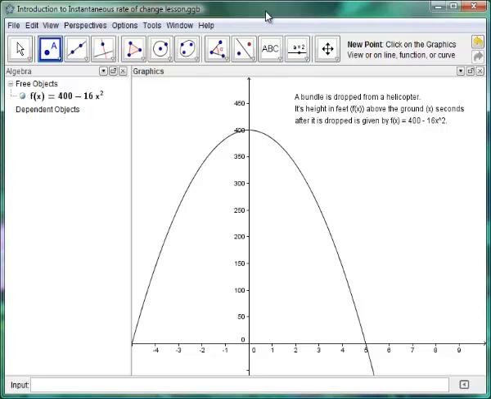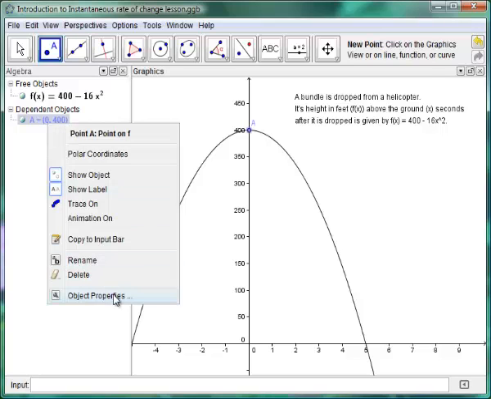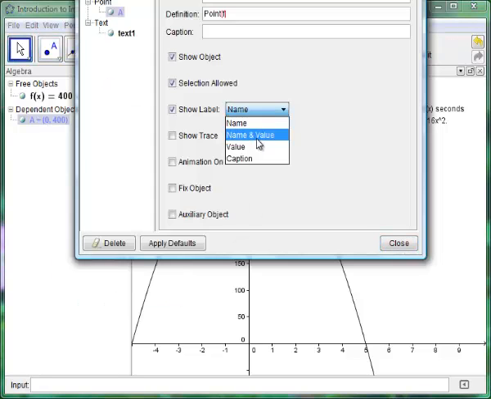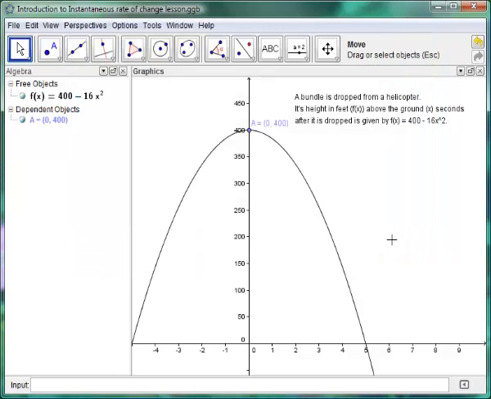For our first demonstration, we're going to consider the scenario where a bundle has been dropped from a helicopter. So I'm going to go ahead and just put my bundle up here, and we're just going to call that bundle A. And maybe what I'll do is change this so I can see the value of A on the graph. So the bundle started at 400 feet above the ground. I know that because it's telling me here that its height in feet, f of x. So f of x, as we know, are the y values. So the y value is the height in feet above the ground.